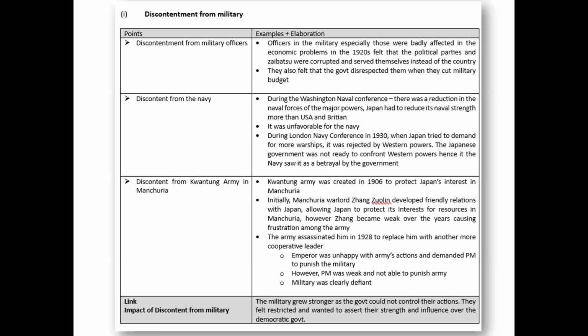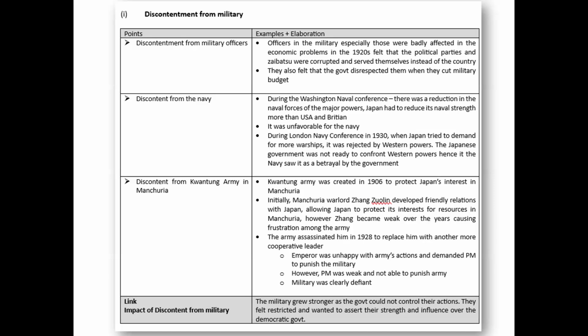There were a lot of issues between the military and the civilian government because the civilian government would cut the military budget, and it made the army and navy very upset. There was also discontentment based on overseas matters, like the Washington Naval Conference, where Japan was forced to reduce its naval strength after World War One. Japan realized, why am I reducing my naval strength lesser than the USA and Britain? These were unfavorable terms, but the Japanese government was not ready to confront the Western powers, so they just signed it. The Navy saw it as a betrayal by the civilian government.